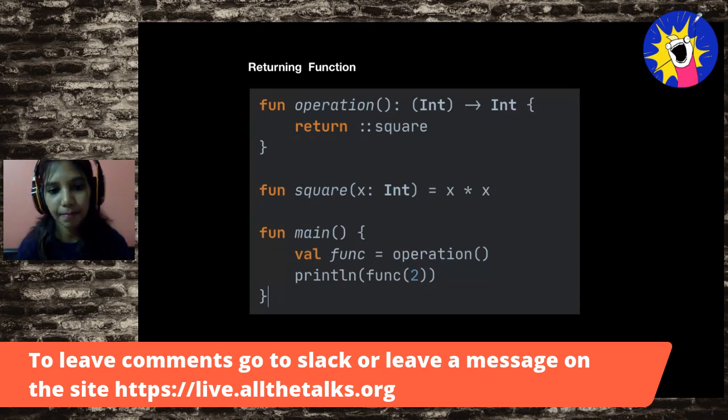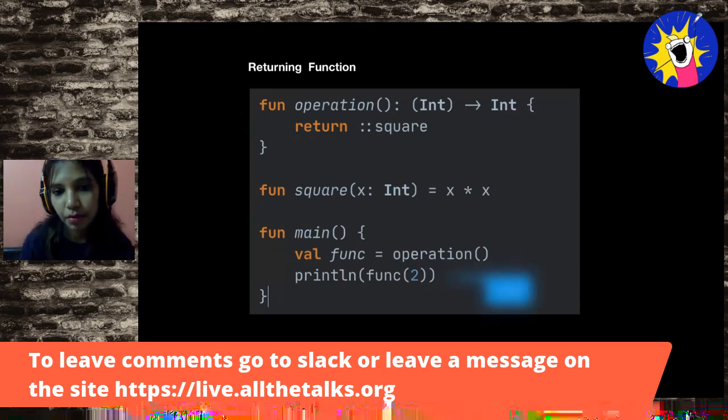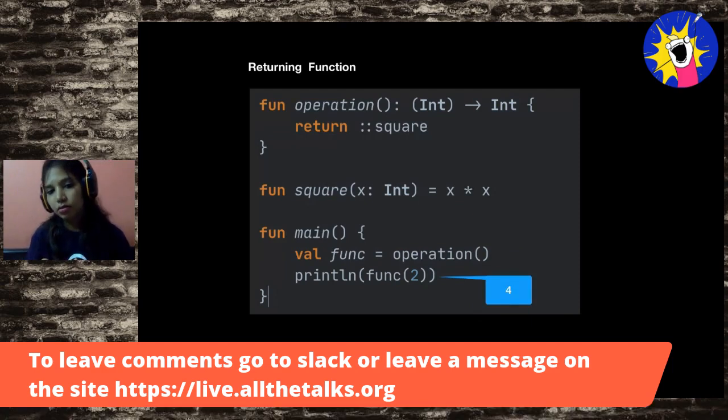You see, I hope I'm not confusing. When I call func, it has already got the square function as its value, and when I pass 2 into it, it is executing the square function and giving me the value as 4.